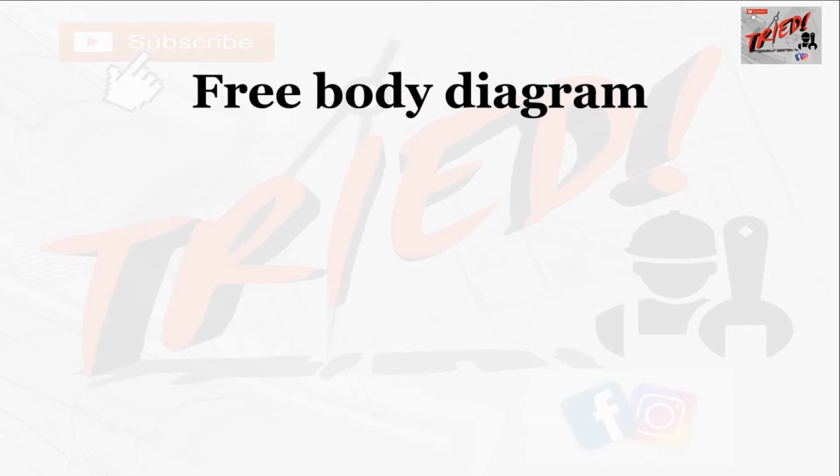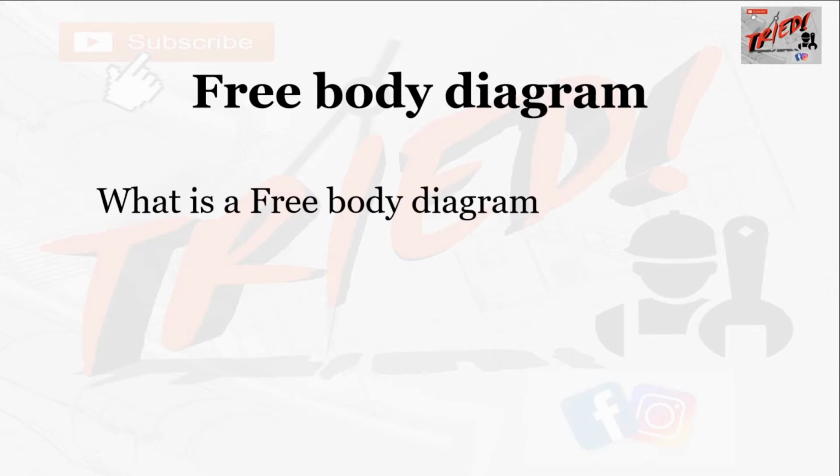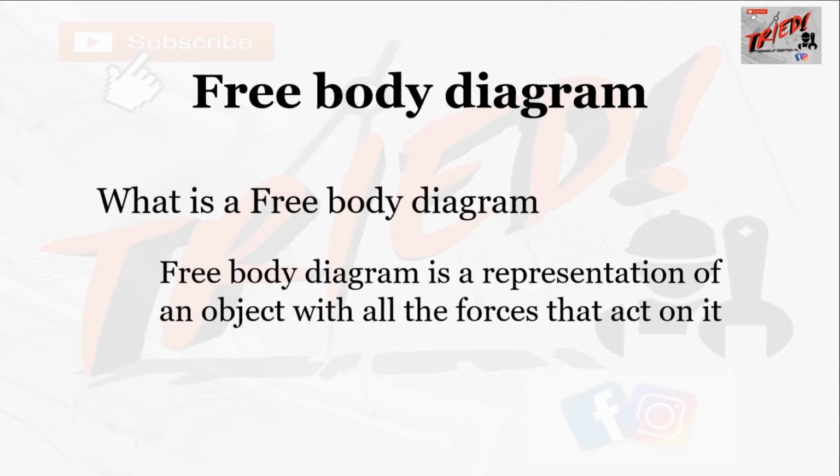Okay, so to start with, we need to know what a free body diagram is. And what is a free body diagram? A free body diagram is simply a presentation of an object with all forces that act on it. So if all forces that act on it are being presented on that object, then we're going to have what is known as a free body diagram. In abbreviation, they call it FBD.